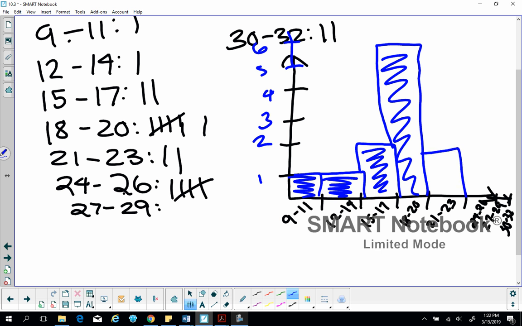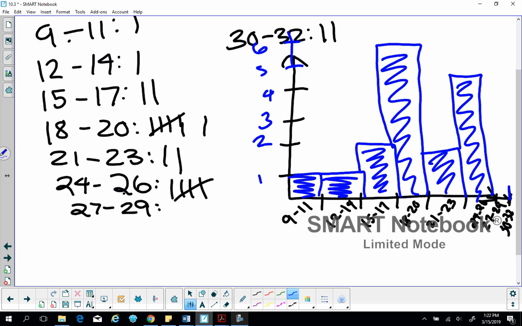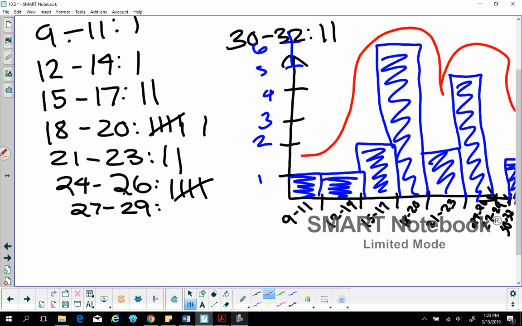2. 24 to 26? 5. And then we skip 1, and then the last one was 2. Cool. And so that's just how we make a histogram. Now notice this shape looks like this. It's a curve, and then it goes down, and then it's another curve, right? See that? How it goes up and down twice?